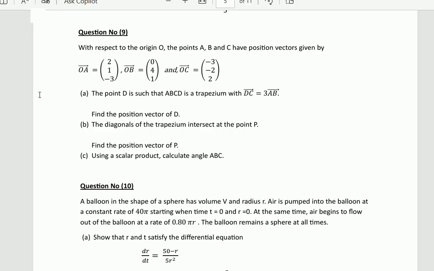Find the position vector of D. Part B, the diagonals of the trapezium intersect at point D. Find the position vector of D. Part C, using the scalar product, calculate the angle ABC.